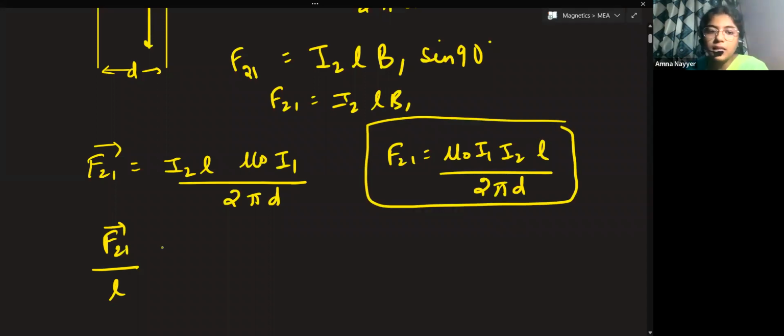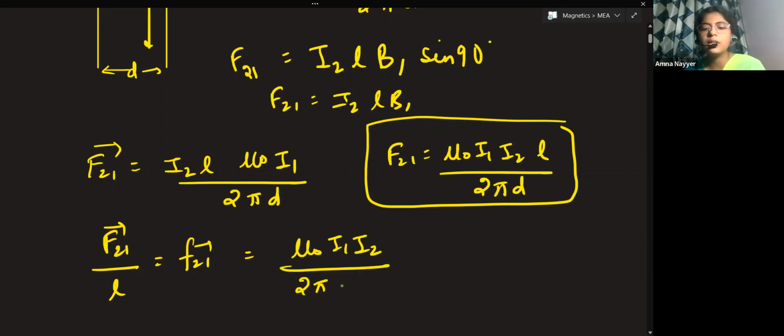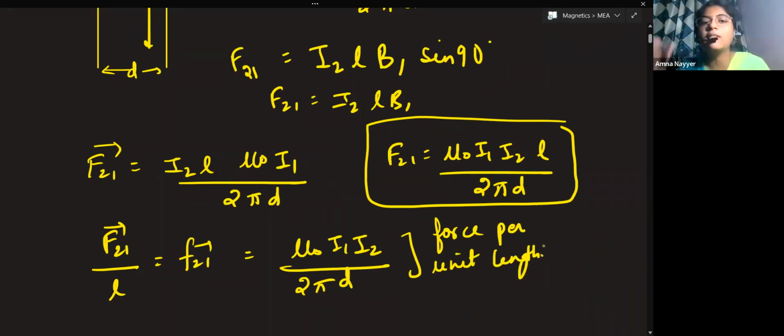Now, if I bring this length in the denominator, I will call it force per unit length. So I'm representing it through small f. That will be mu naught I1 I2 divided by 2 pi D. L has been moved to the denominator, so we'll write it without it. This is basically force per unit length.